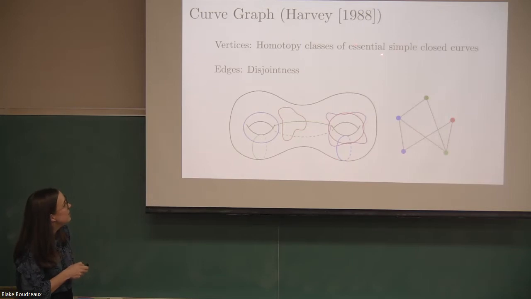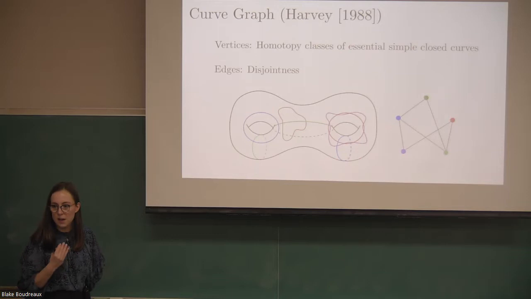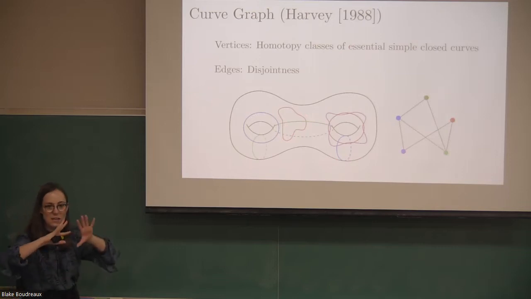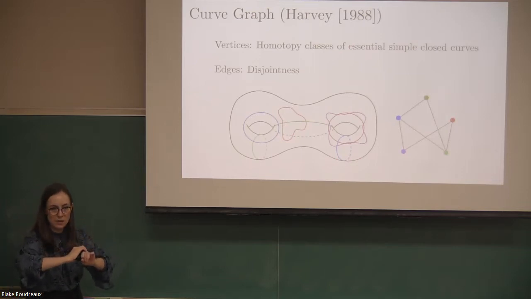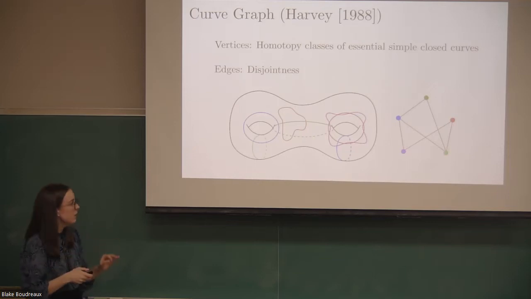The next word is essential. Essential means that I'm not going to be homotopic to a point, a puncture, or a boundary component. Well, if I look at this orange curve here, notice that I can continuously deform it down to a point. So that orange curve is not essential. So there is no vertex on this side here that's going to correspond to that orange curve.